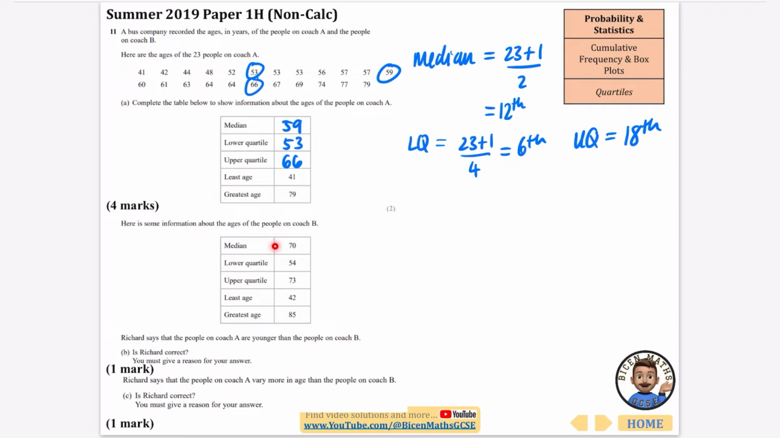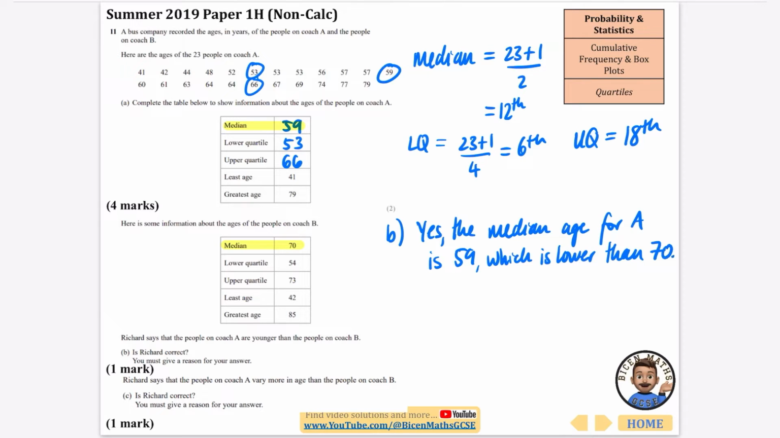It says, here is some information about the ages of the people on coach B. Richard says that the people on coach A are younger than the people on coach B. Is Richard correct? You must give a reason for your answer. The best measure, just to tell the average age, is to look at the median. So we've got the median of both of these different coaches. Richard says that coach A is younger than coach B. So he's right, because the median is lower. So for part B, is Richard correct? I'm going to say yes. The median age for A is 59, which is lower than 70.